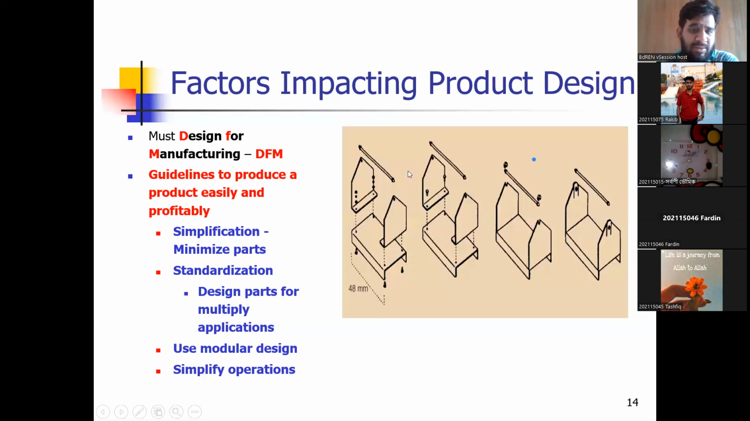Use modular design. Maybe there will be several modules. You will produce yarn in one module, fabric in another module, and garments in another. Within the garments, maybe you will cut in one module, sewing is another module, and finishing is another module. You can design the modules and simplify operations. This is very important. Complex operations are not feasible for humans.